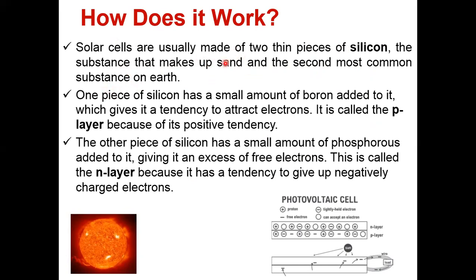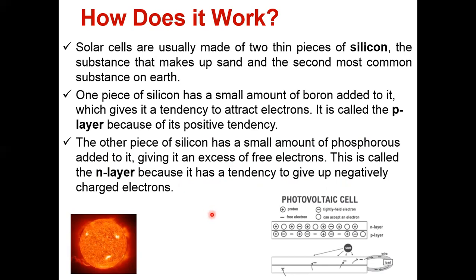Silicon is the substance that makes up sand and the second most common substance on the earth. One piece of silicon has a small amount of boron added to it, which gives it a tendency to attract electrons. So it is called the p layer, because of its positive tendency. The other piece of silicon has a small amount of phosphorus added to it, which gives access to free electrons, and this is called the n layer, because it has the tendency to give up negatively charged electrons.